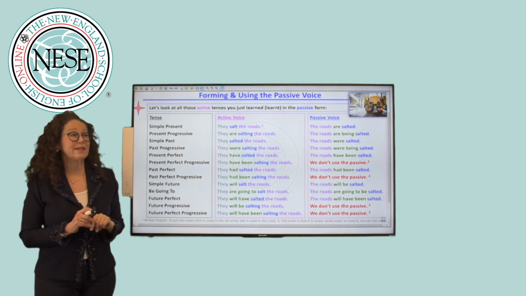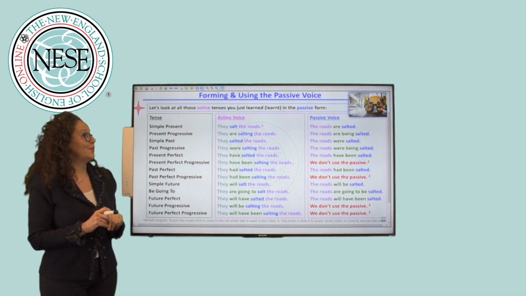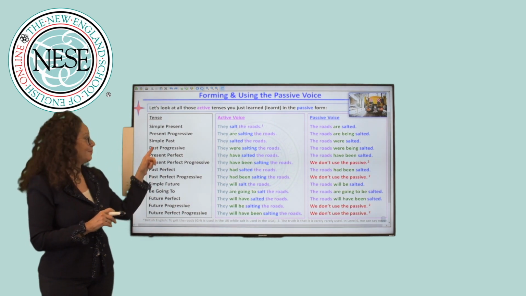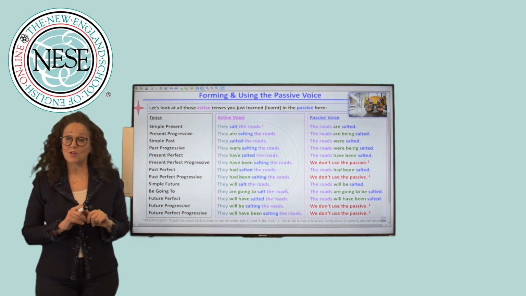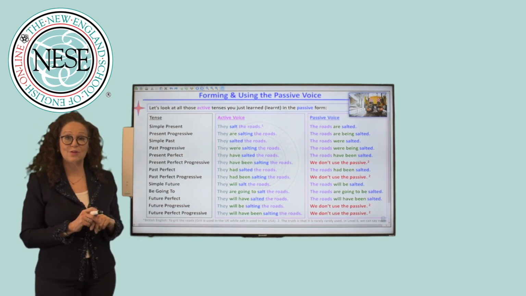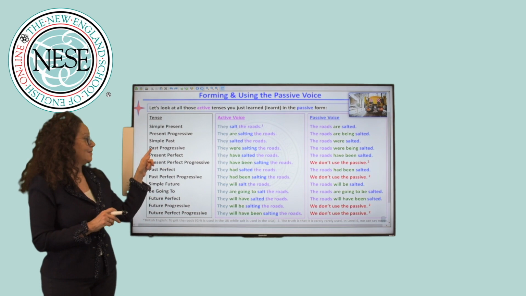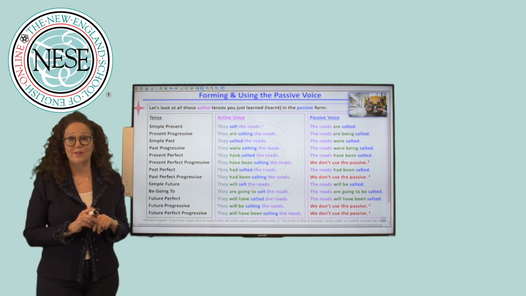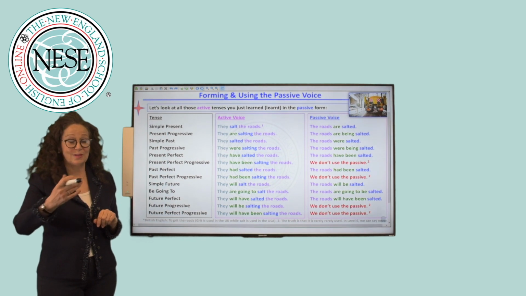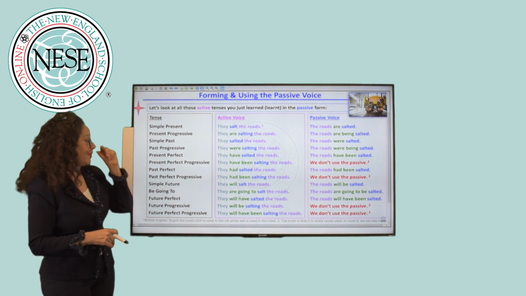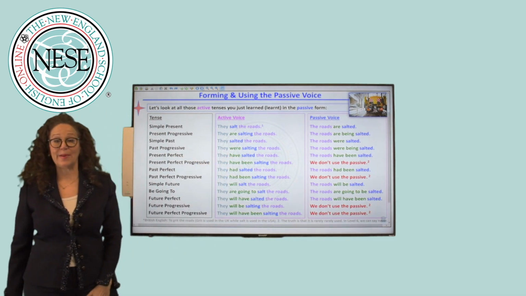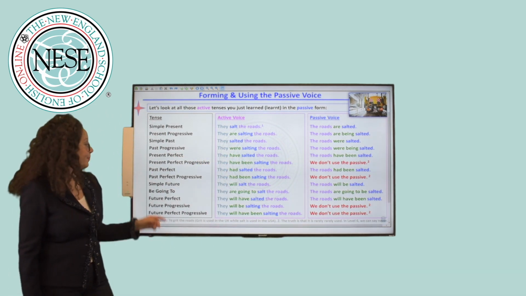They are salting the roads. The roads are being salted. They salted the roads. The roads were salted. They were salting the roads. The roads were being salted. They have salted the roads. The roads have been salted.